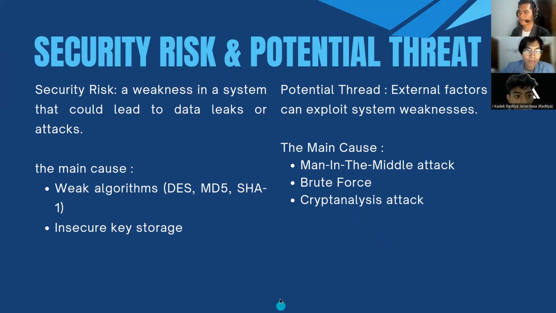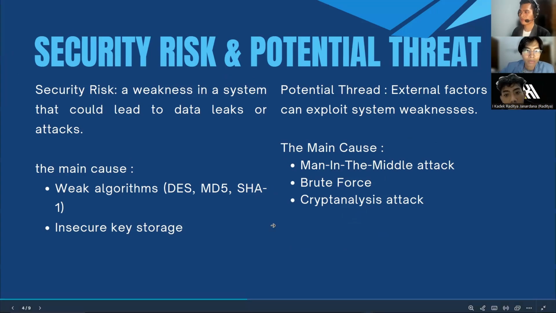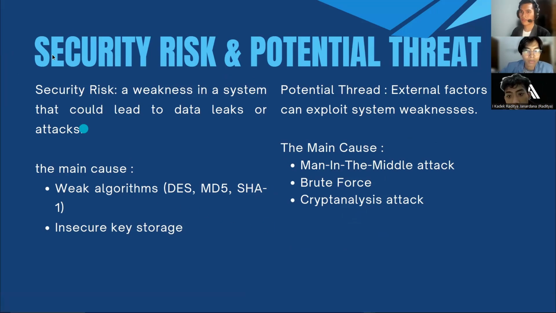So, security risk and potential threat. Security risk is understanding about system vulnerability. Security risk is a weakness or a flaw in a system that could be exploited by an attacker to gain unauthorized access, manipulate data, or disrupt operation. This risk can lead to a data breach, financial loss, reputational damage, and legal consequence if not properly mitigated.